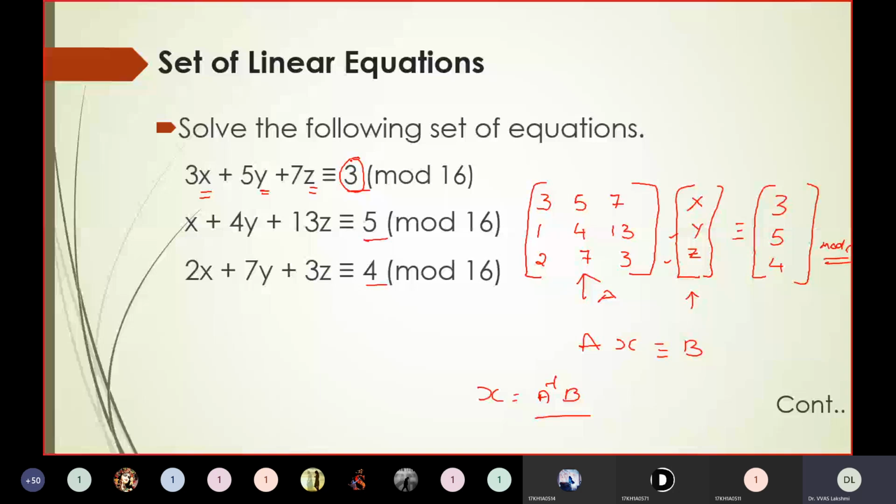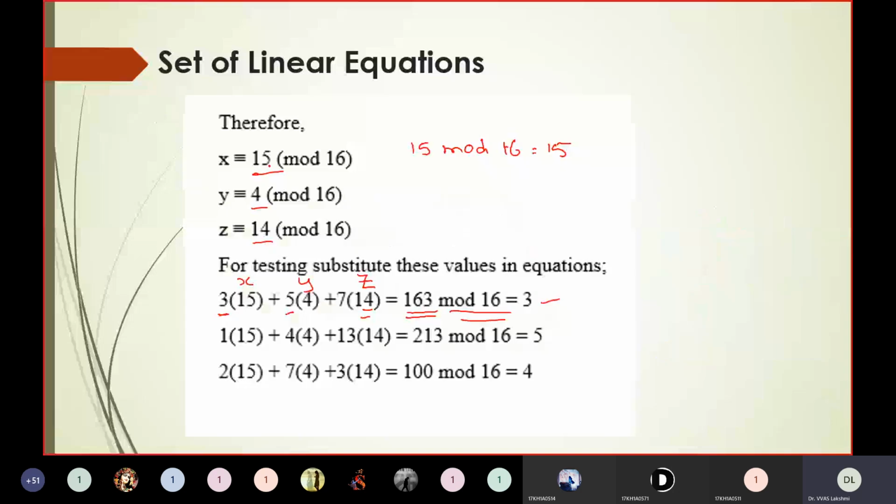If you want to check whether the values are correct or not, then we simply substitute these resultant matrix values in the given equations. Then we will get the values as they gave. Whenever you get the given resultant values, then the values of x, y, z are correct. Otherwise, move backward and recalculate the values. So this is the set of linear equations and how to calculate them.